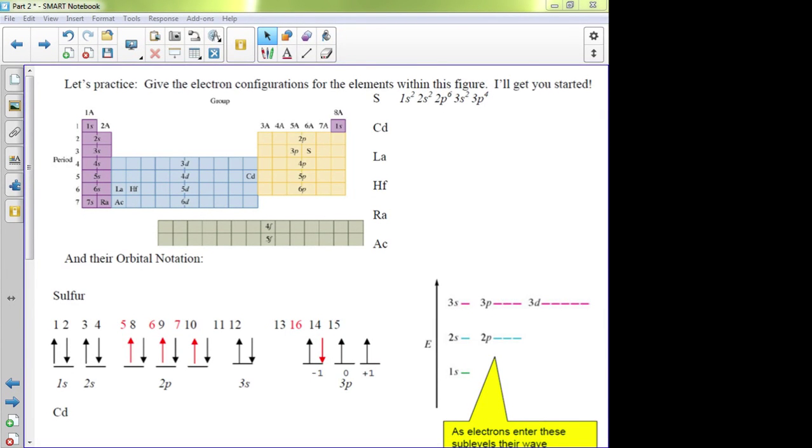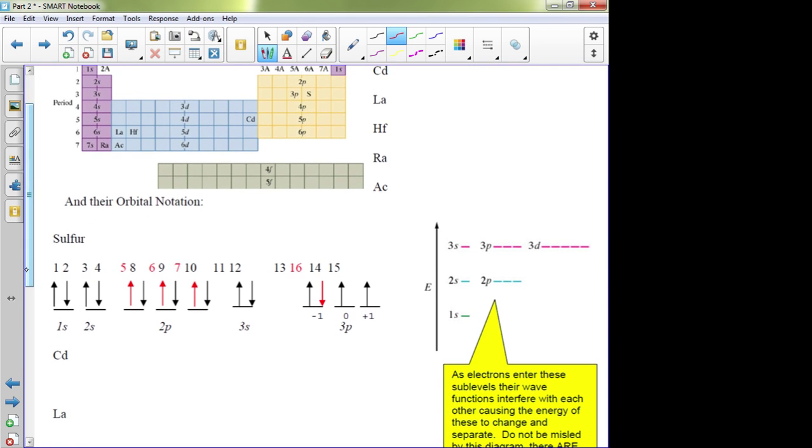All right. So let's review this for just a second. Now, I left you on your own last time to do Ra and Ac, right? Are those the two we didn't do? So let's look at Ra, and let's do Ra together. If I ask you to do the electron configuration for Ra, what would it be?